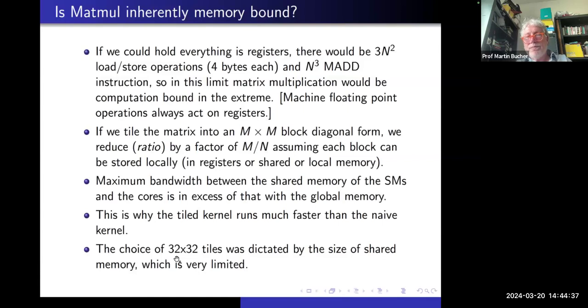I've explained most of the points, but the choice of the 32 by 32 tiles. You could ask, why not make them even bigger? The problem is that there's not a lot of shared memory. The point is that if each thread is reading in stuff from its shared memory, the shared memory bandwidth can be much higher.